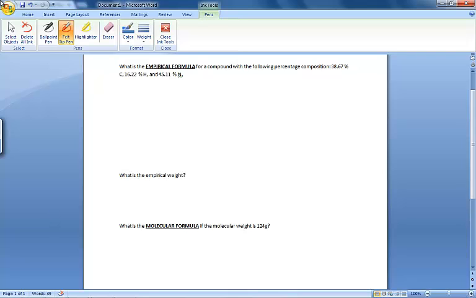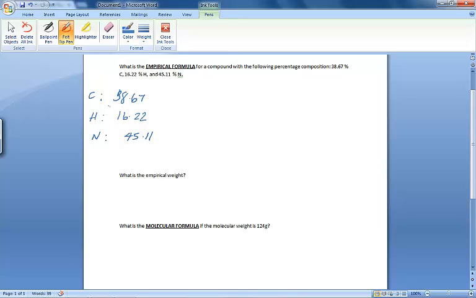So we're almost looking for clues here. The clues here are our percentages. So let's take a look at the percentages given. We have carbon as one component, that's 38.67%. We have hydrogen in the equation, and that is at 16.22%, and we also have some nitrogen in this compound, and that is at 45.11%, and we're asked to solve for the empirical formula.